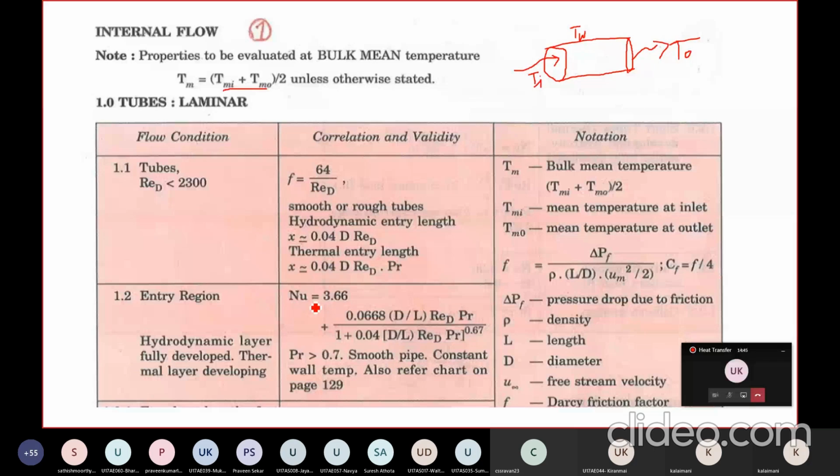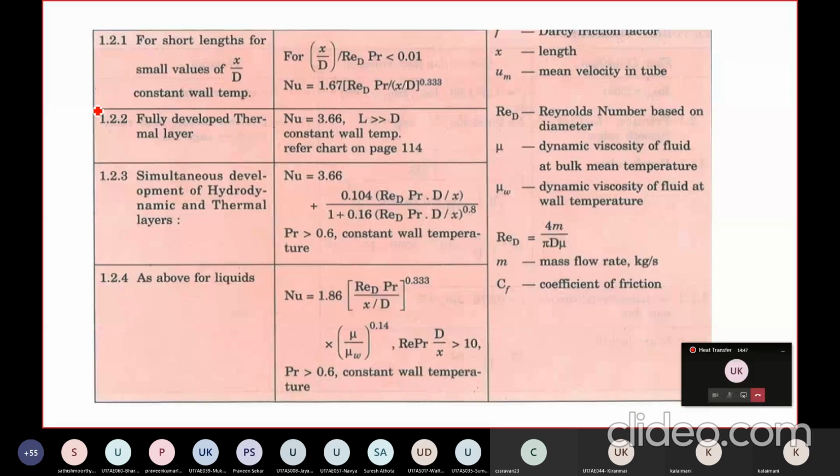Suppose the pipe length is a short length. While calculating, if the ratio of x by d divided by Reynolds number at d times Prandtl number is less than 0.01, then we can use this relation to find the Nusselt number. Once we know the Nusselt number, since Nusselt number is equal to hD by k, we use this relation to find the convective heat transfer coefficient.